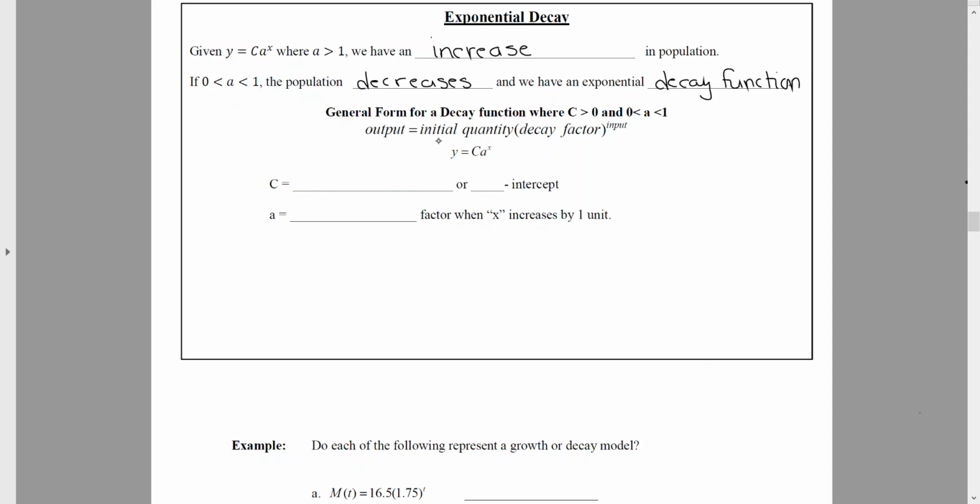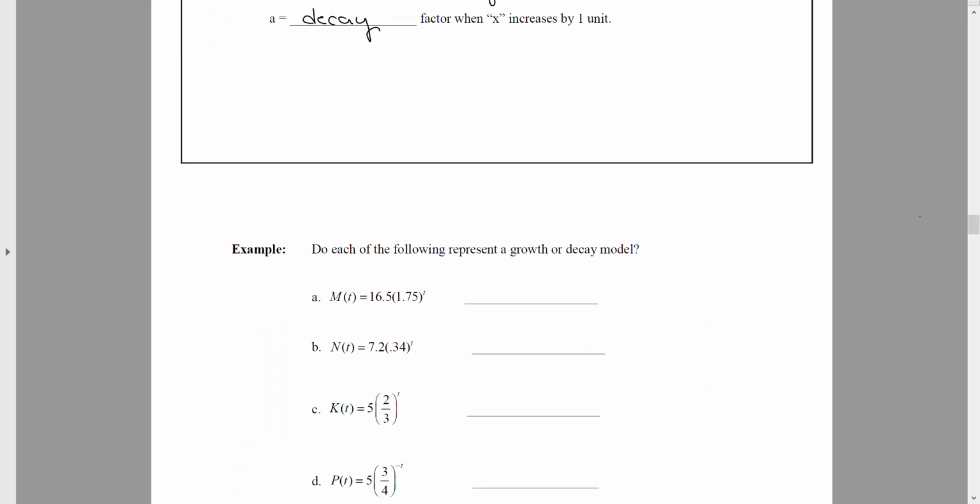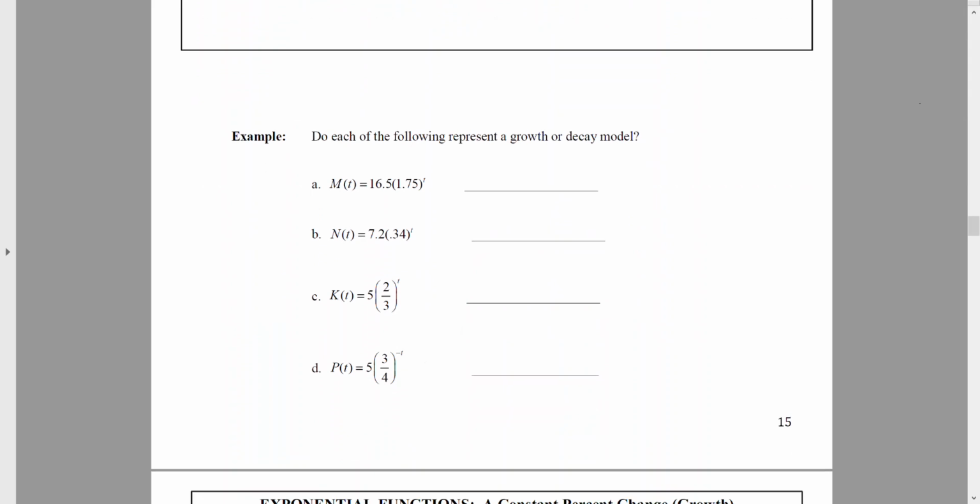For this one then, it is similar to our exponential growth function. The c value represents our initial amount, or it's also known mathematically as our y-intercept, the amount that we're starting with. A, in this case, if a is a number between 0 and 1, is called a decay factor when x increases by 1 unit. So let's take a look at some of our examples down here to determine whether it's a growth or decay model.